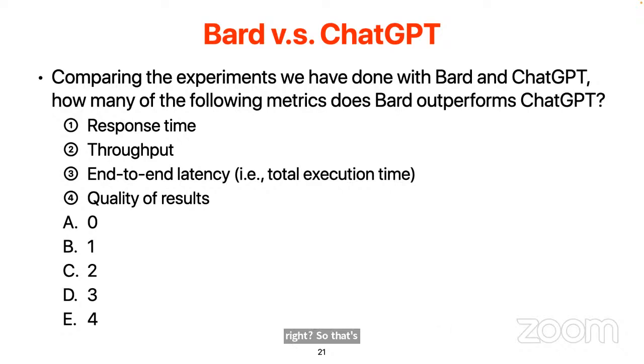End-to-end latency is the time between when you submit a job and when everything is done. From beginning to the end, that's end-to-end latency. Response time is your perception that something has started acting. That's response time. So if you look at this, is Bard doing a better job in terms of response time?